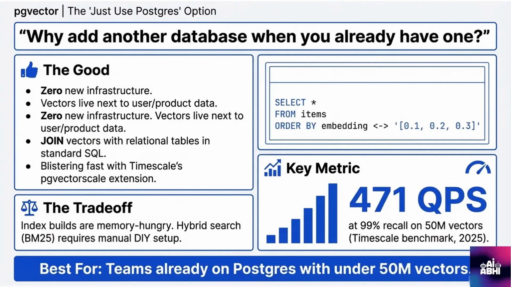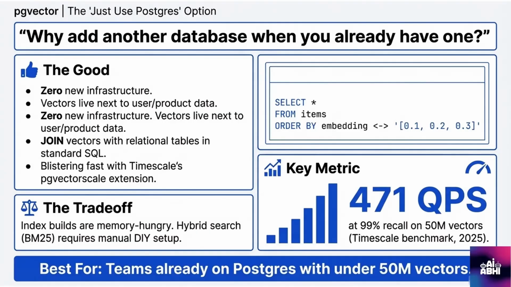Now people used to say that pgvector was slow. That changed. With the pgvectorscale extension from Timescale, pgvector achieves 471 queries per second at 99% recall on 50 million vectors. That's actually 11x better than Qdrant at the same recall level in those benchmarks. But there are real caveats, like index builds can be slow and memory hungry.